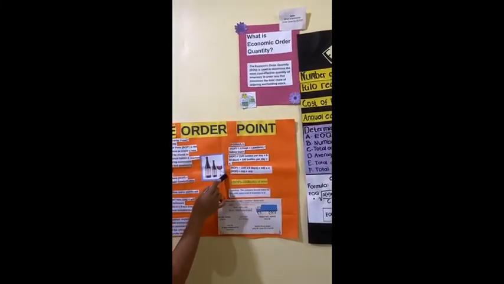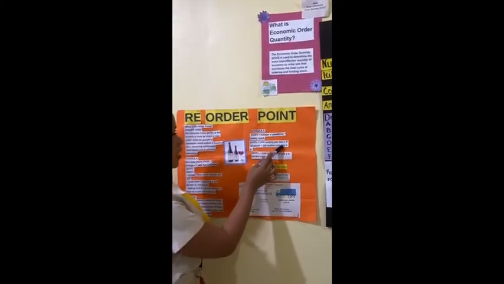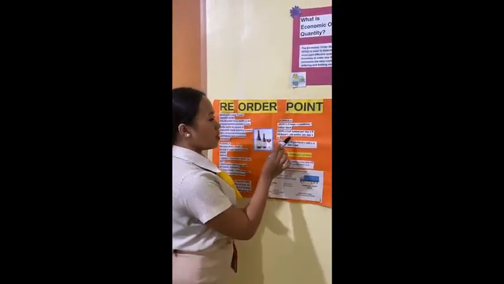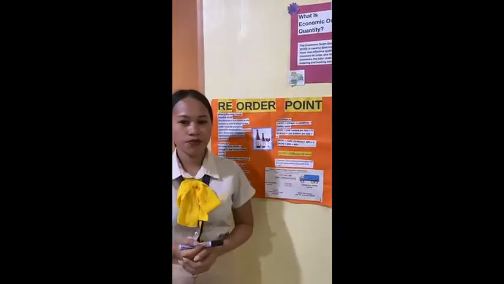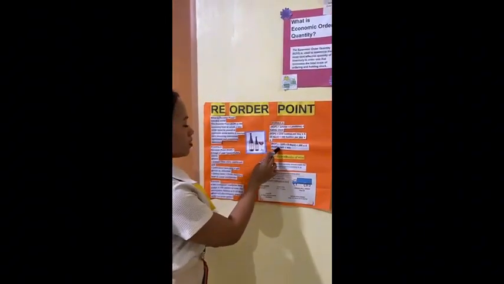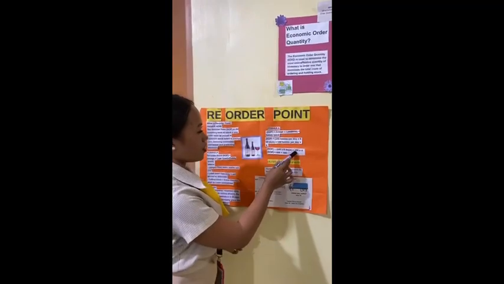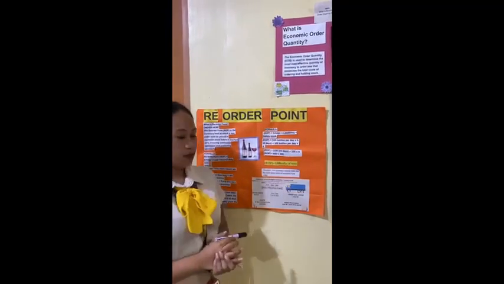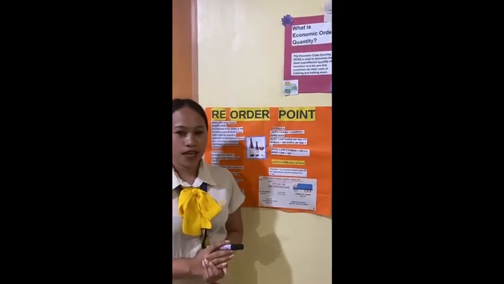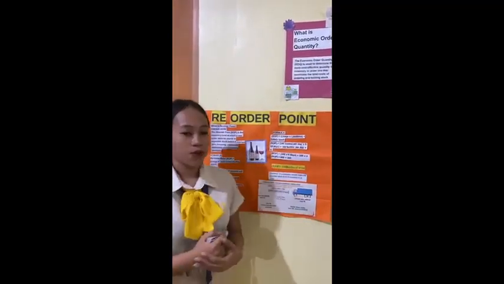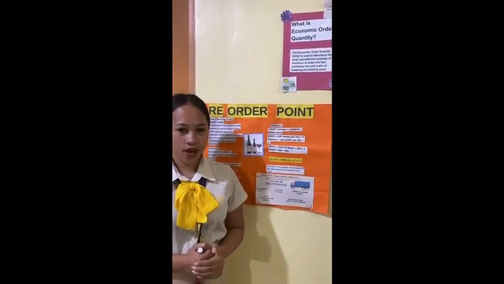The ROP equals 100 bottles per day times 6 days, plus 100 bottles per day times 4 days. So ROP equals 100 times 6 plus 100 times 4. ROP is 600 plus 400. So the ROP is 1,000 bottles of wine.